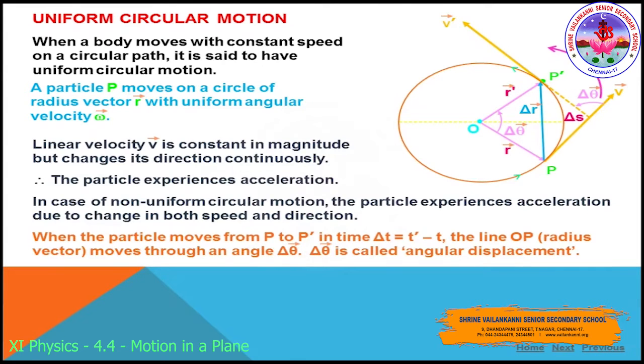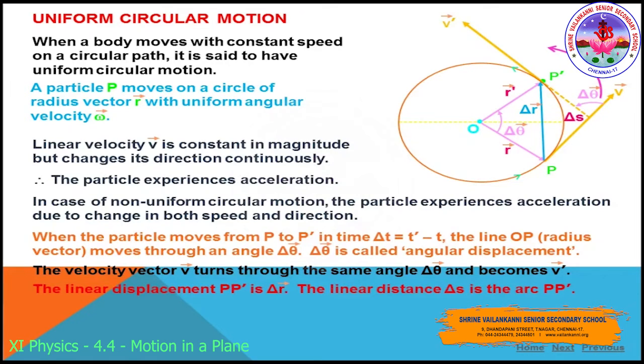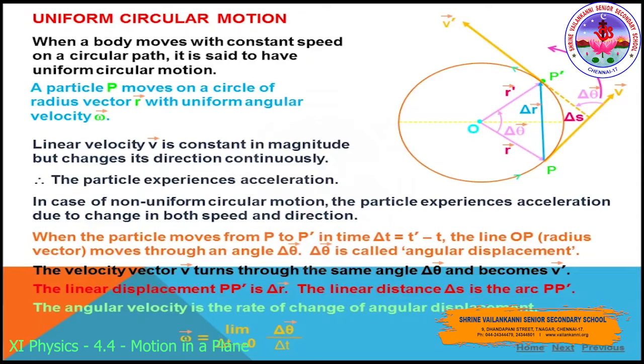That means angle is equal to arc by radius, and from that we got Δθ equal to Δs by r. The unit of angular displacement is radian. You can see here the velocity v that turns through the same angle Δθ becomes v dash. The linear displacement is Δr vector, the linear distance we have taken here is Δs. That only we explained.